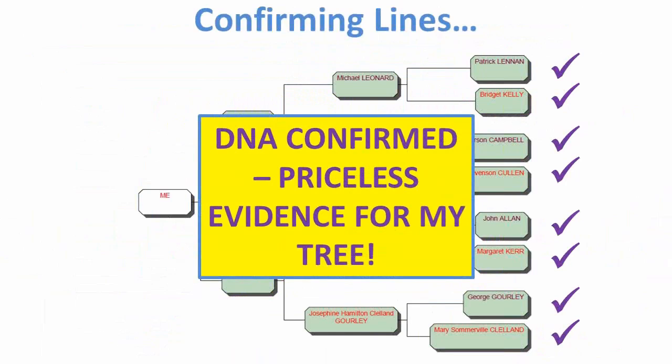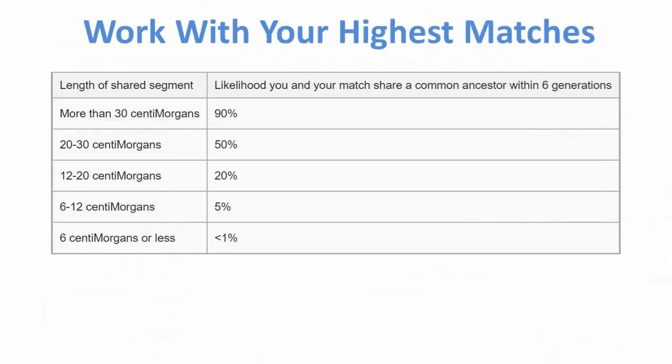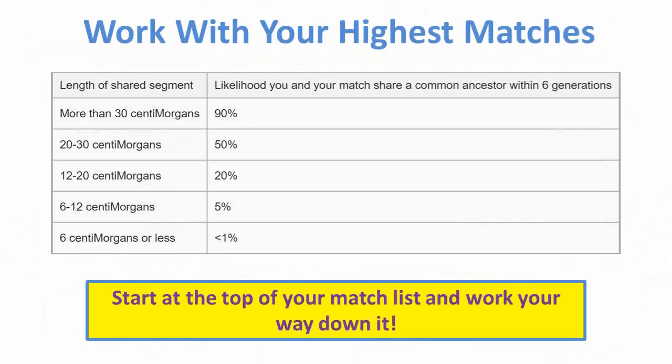And like I say, I find that priceless. So, key tip, work with your highest matches. The likelihood that you and your match share a common ancestor within 6 generations, that's 4th great-grandparents, with a shared segment of 30 centimorgans or higher is 90%. Those are really good odds, and I like to take those odds. However, if you're going to work on matches that are just 6 to 12 centimorgans, it's 5%. Those aren't so good odds. So start at the top of your match list and work your way down it.